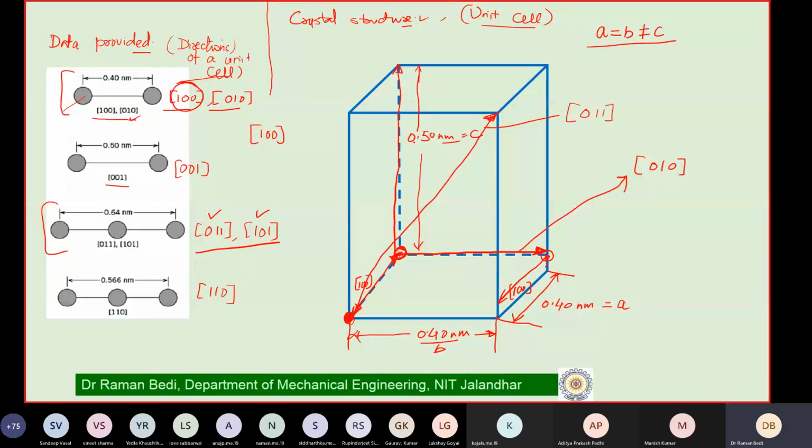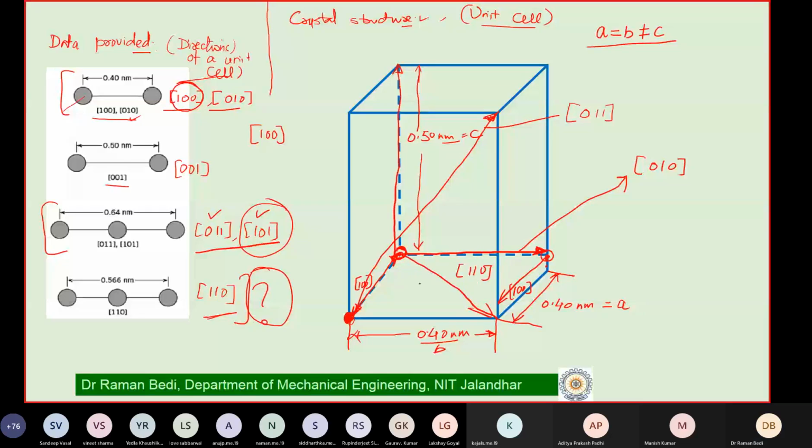And where is 110? It is the diagonal of the leftmost plane. 110, the last one, this one. So it's the diagonal to the bottom plane, or the top plane. So I am now locating this direction, which happens to be the 110 direction.